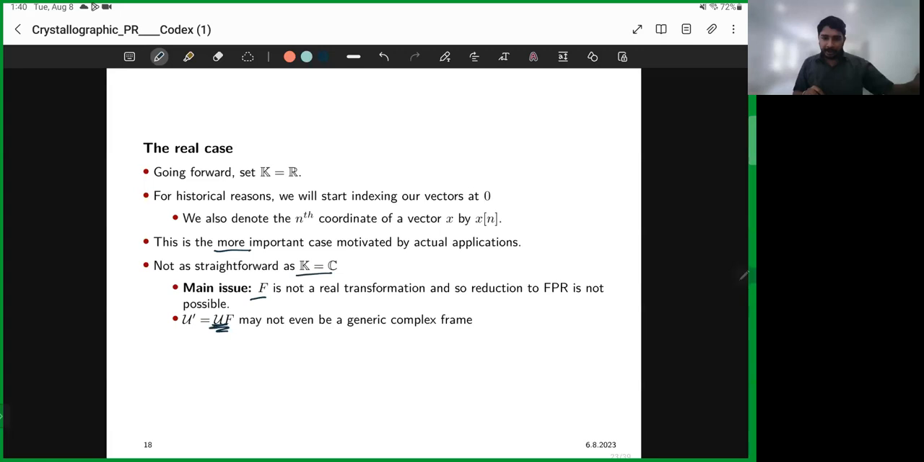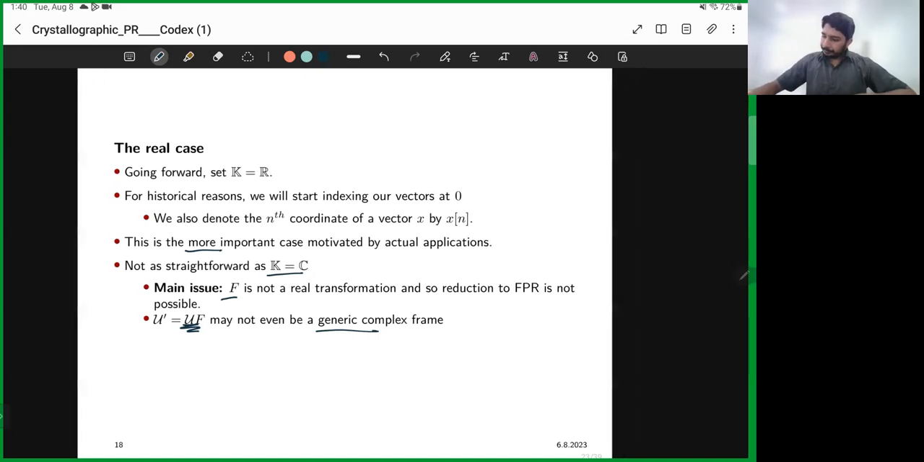If you take a generic real frame and you attach a discrete Fourier transform to it, it's still heavily structured because of all the relations that exist. So it's not even a generic complex frame. So any generic arguments you have are out of the window.